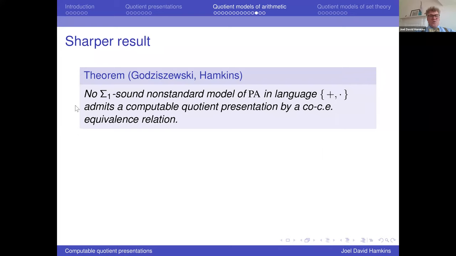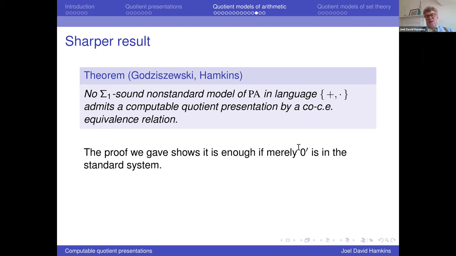Okay, so in fact, we don't need true arithmetic at all. All we need is much, much less. Sigma one sound is enough. So the model should simply have the same sigma one truths that we do in the standard model. So you can't have a sigma one sound non-standard model of PA that has a computable quotient presentation by a co-CE equivalence relation. This is refuting the second conjecture in the case of sigma one sound models.